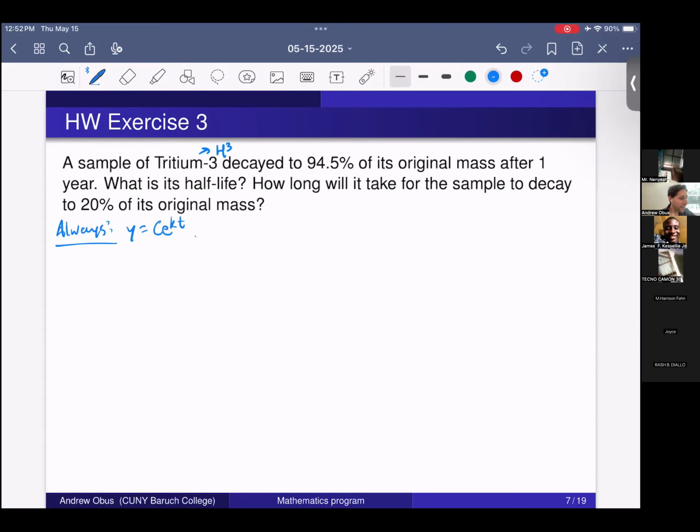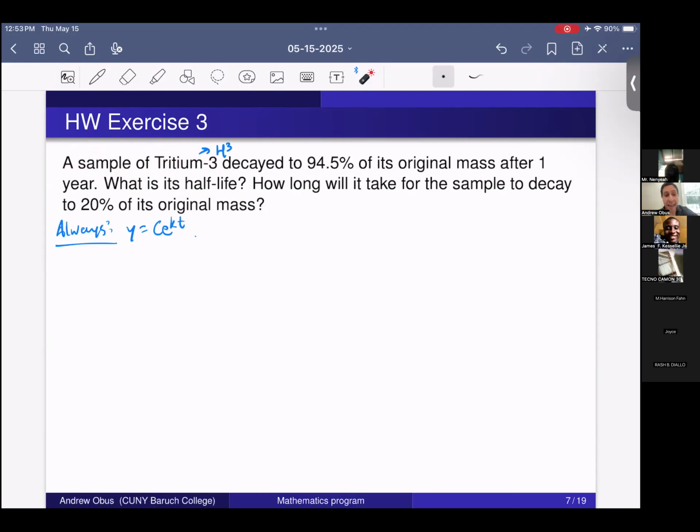What makes this a little bit harder is that it looks like there's only one piece of information. It looks like all that we have is that it decayed to 94.5% of its original mass after 1 year. But it turns out this actually is 2 pieces of information. It's just hidden. What's the second piece? I never told you how big the sample is, but it doesn't matter how big the sample is. The half-life of a substance doesn't depend on how big the sample is. It just depends on what the substance is.